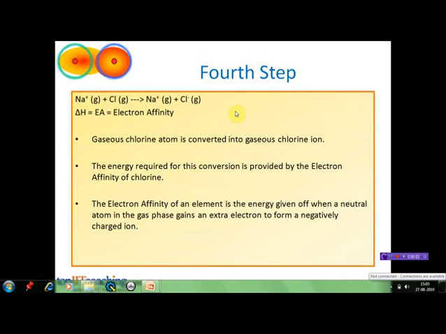In the fourth step, chlorine atom is converted into a chloride ion by accepting an electron. The energy required for this process is equal to the electron affinity of chlorine. The electron affinity of an element can be defined as the energy given off when a neutral atom in the gas phase gains an extra electron to form a negatively charged ion.